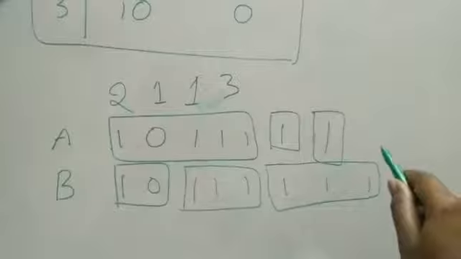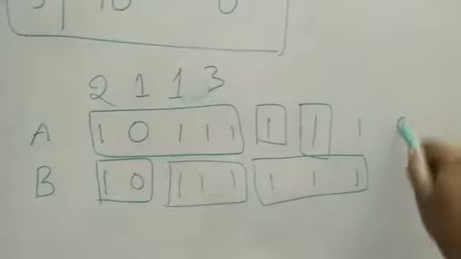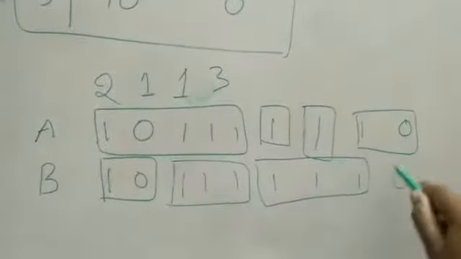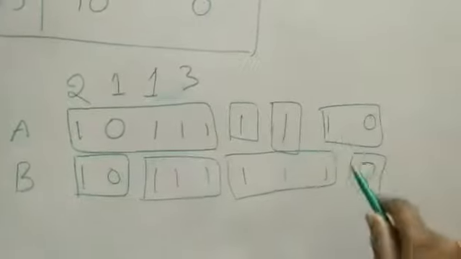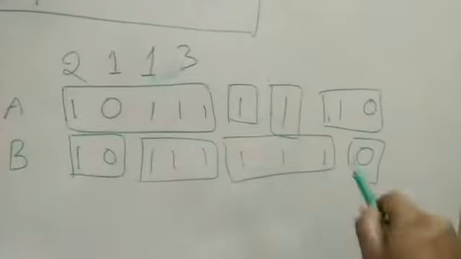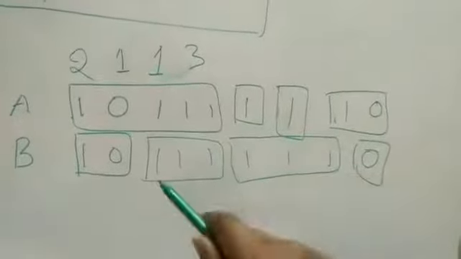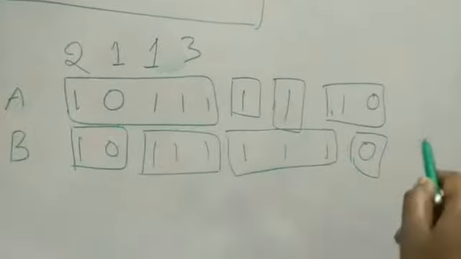Suppose here if I have taken 3, what will happen? If I have taken 3, I have to write A3 and B3. A3 is 1 0 and B3 is 0. Wow, very good. So all the elements are matched. Now all the elements are matched, and length of A is matched with length of B, and there are no more elements to match. So now the solution is 2 1 1 3.